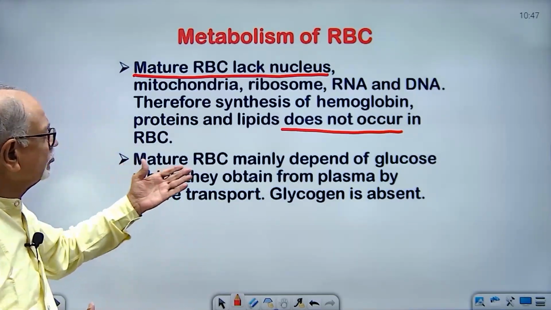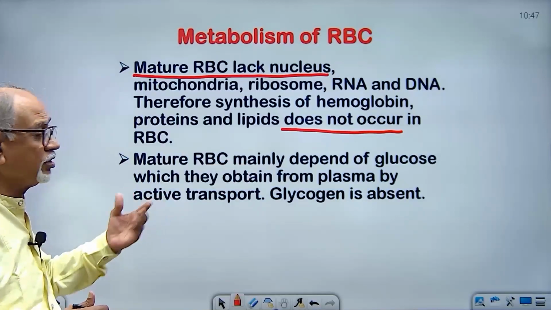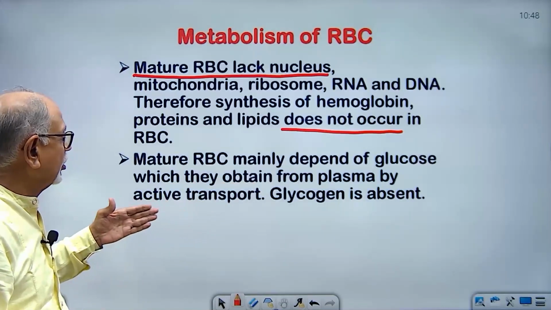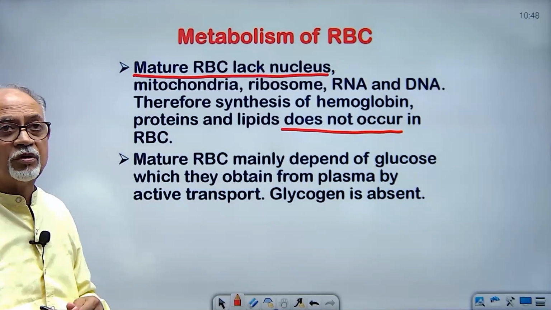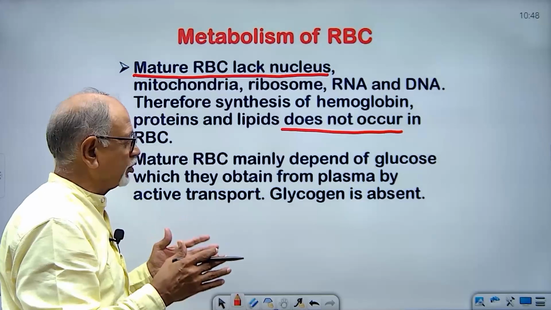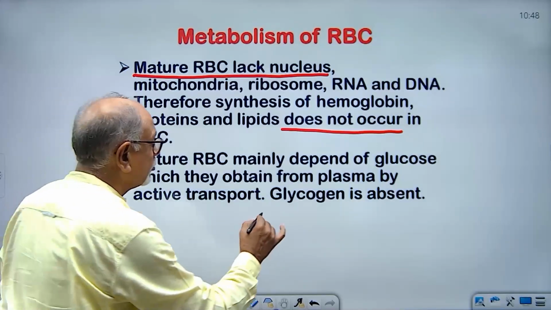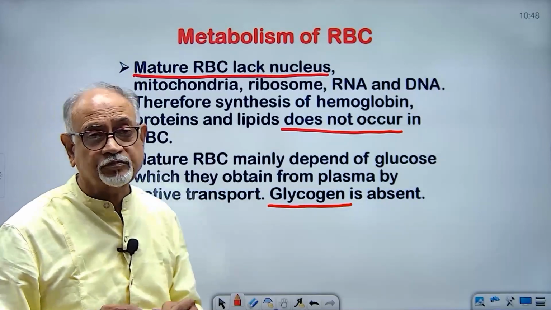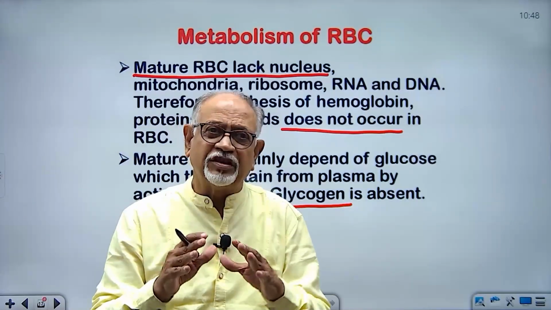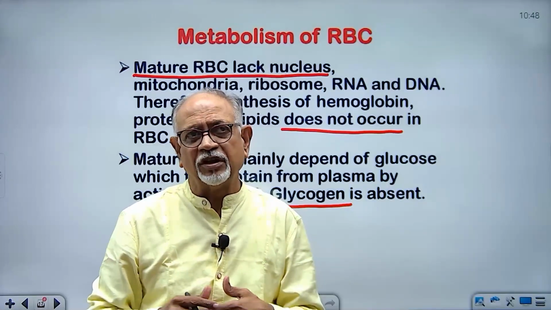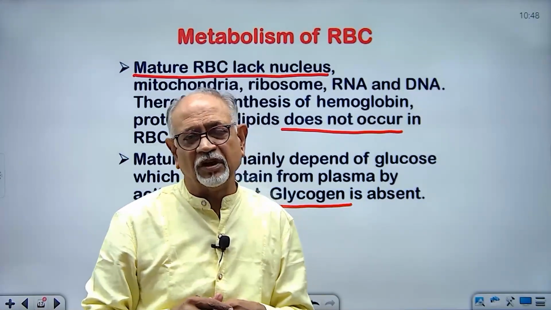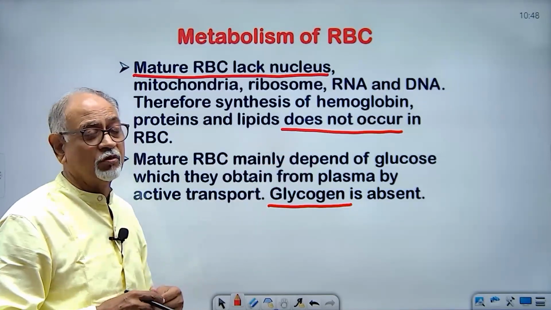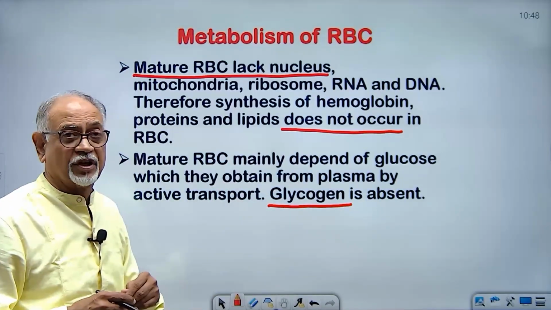So, mature RBC mainly depend upon glucose, which they obtain from plasma, for active transport of calcium and potassium ions. Glycogen is absent. That is the main point, which decides the metabolic capabilities, the metabolic characteristics of RBC, that it depends totally on glucose. Glycogen is absent.